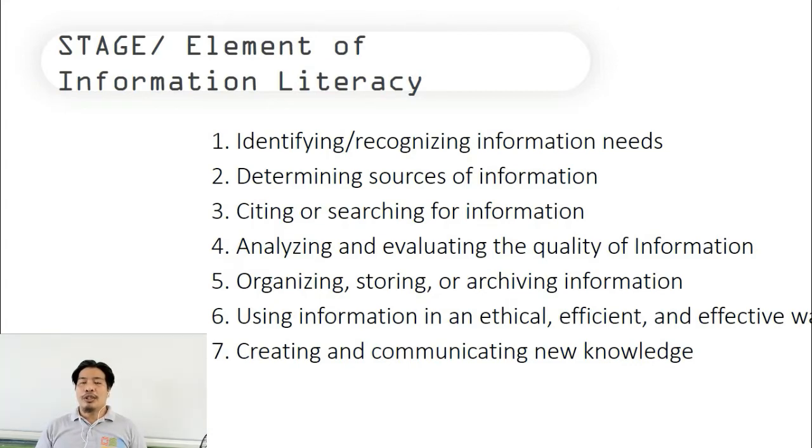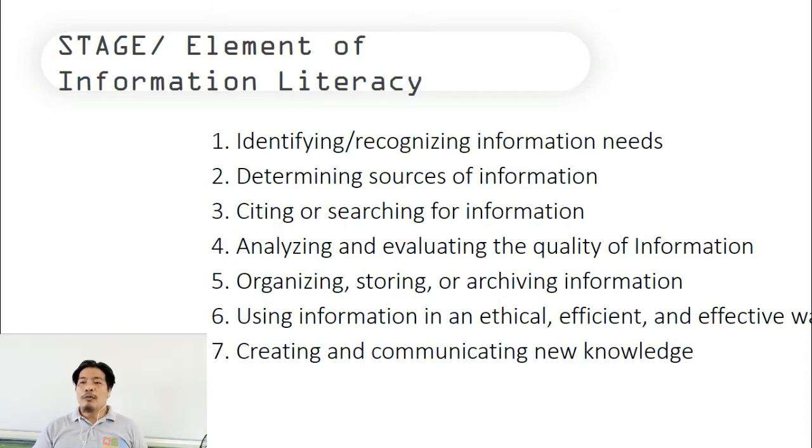Third is citing or searching for information. Now, for citing, we'll talk more about this on the latter part of the topic. But for the number 3, this should answer the question, how will you access the information? Number 4 is analyzing and evaluating the quality of information. This next part is very critical in being an information literate individual. To be information literate, you should be able to evaluate if the information you have is valid and credible. You can do so by making sure that the source was written by trustworthy authors and institutions.